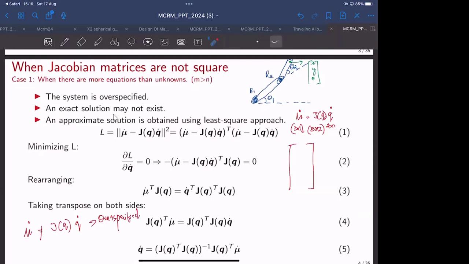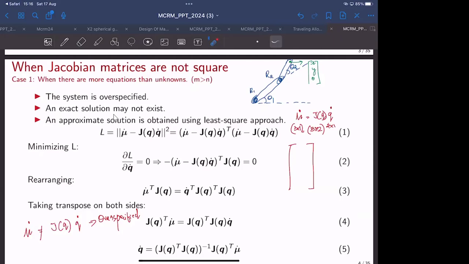But if you want to solve for Q dot, right? The most common way, or the most accepted solution, is to find an approximate solution such that the least square between this desired mu dot and this term J of Q times Q dot is minimized. So your objective is to find Q dot such that the least square distance between mu dot and J of Q times Q dot is minimum.